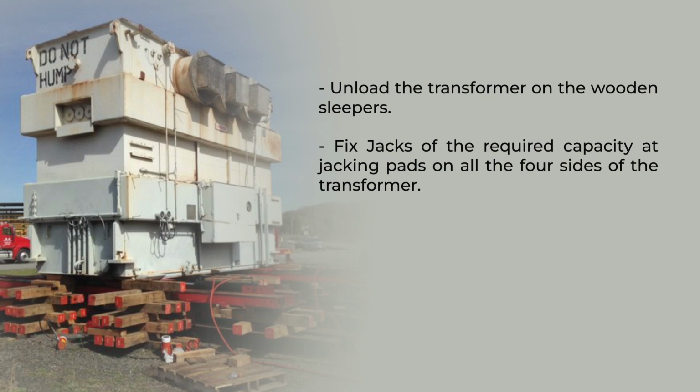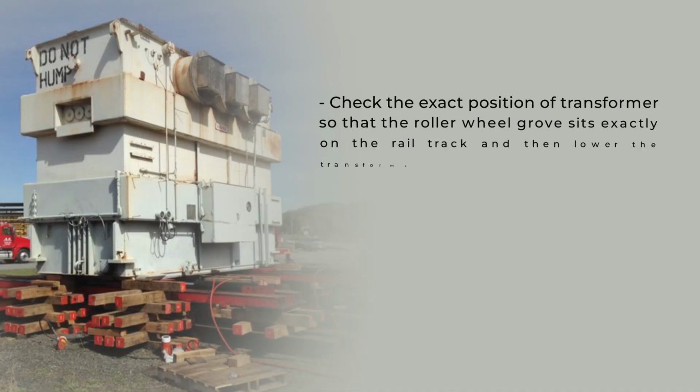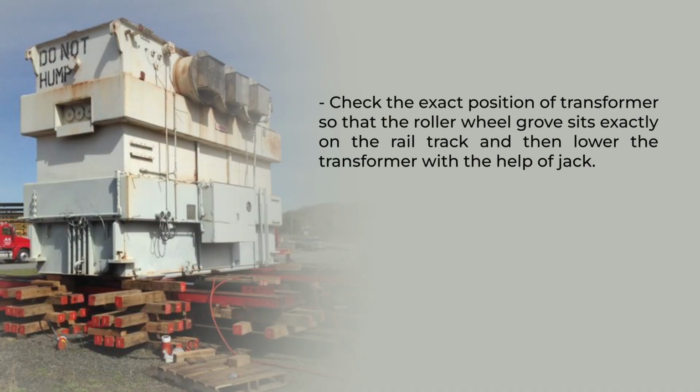So, you have to fix your jacks of the required capacity at jacking pads on all the four sides of the transformer. Ensure simultaneous operation of all the jacks. Once the transformer is lifted to the required height, connect the roller wheels which have been provided as a spare. Check the exact position of the transformer so that the roller wheel groove sits exactly on the rail track, and then lower the transformer with the help of the jacks.